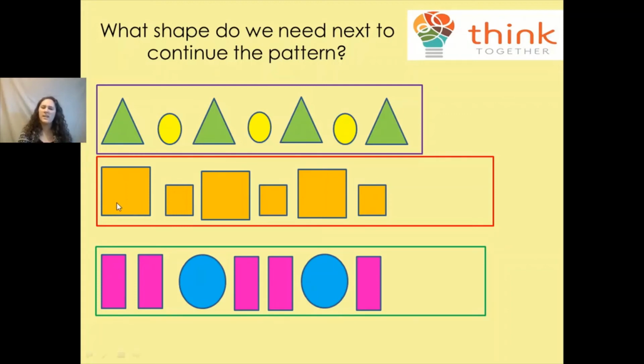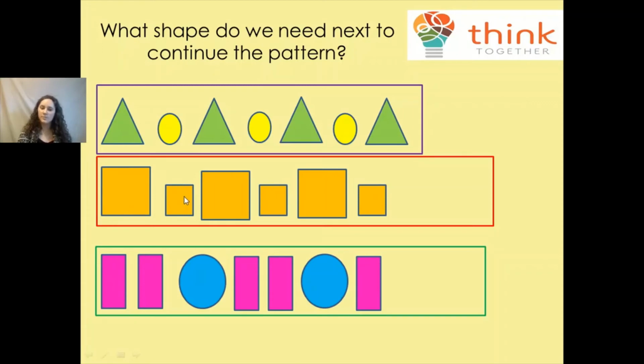I can see here that this pattern is using all of the same shapes. They're all using squares. The difference is if it's a big square or a small square. So I'm going to say big square, small square whilst doing this pattern. You ready? Let's do it together.